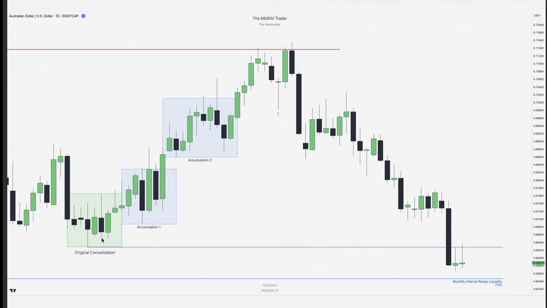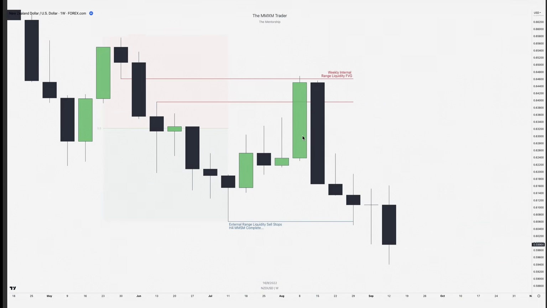We have that original consolidation, an accumulation phase 1, accumulation phase 2, then we have the smart money reversal, the highest high, displacement lower, then we have the sell side of the curve. Another example here. Internal to external, this is a weekly internal range liquidity defined by the fair value gap. We're trading to the external range liquidity sell stops.